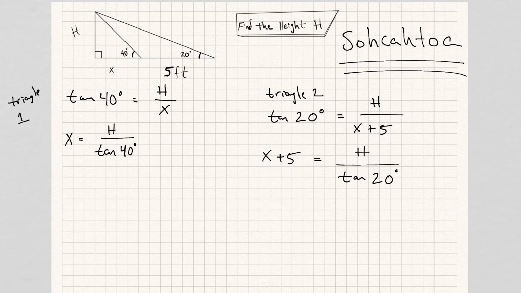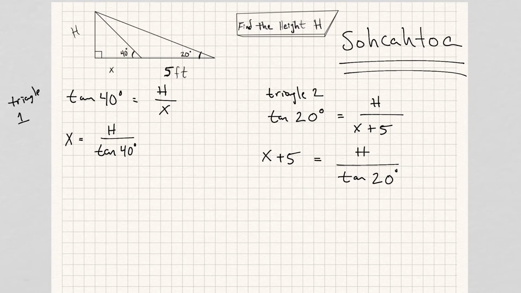All I'm doing is moving things around an equal sign. This is just your transpose and apply, your algebra, moving this up and moving this guy down. They switch places. So here are the two equations that we have. We have x equals h over tangent 40, and here we have x plus 5 equals h over tangent 20.